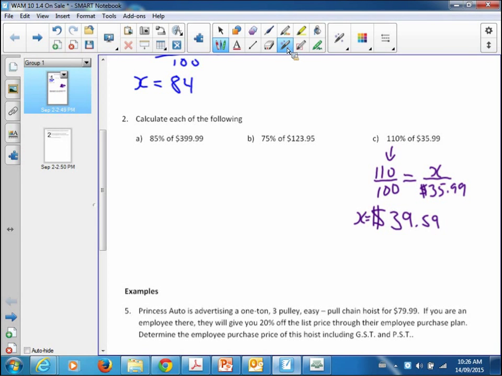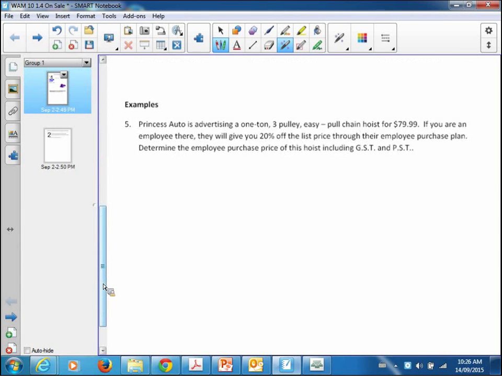Princess Auto is advertising a 1-ton, 3-pulley, easy pull chain hoist for $79.99. If you're an employee there, they give you a 20% off the list price discount through employee purchase plan. Determine the price of this hoist, but include GST and PST. So the tax, I'll just put this as an aside here. Tax is in Saskatchewan 10% when you put GST and PST together. We'll need that later. But first, we want the discount.